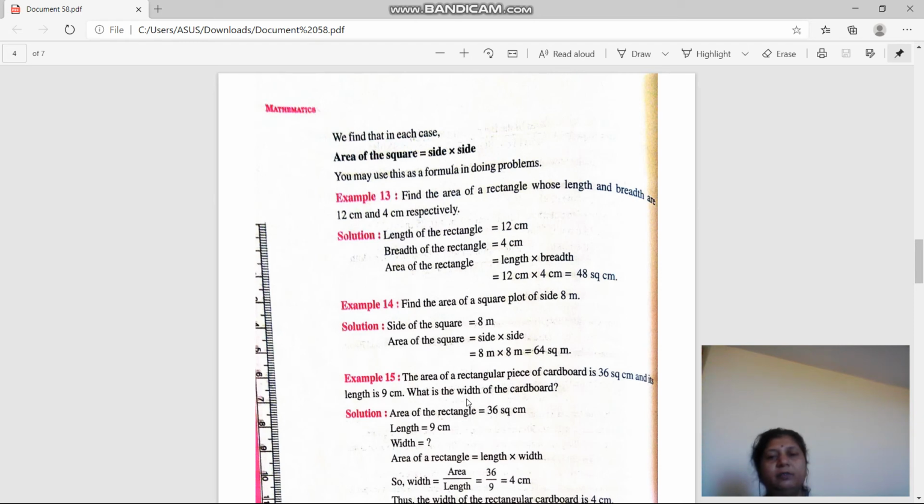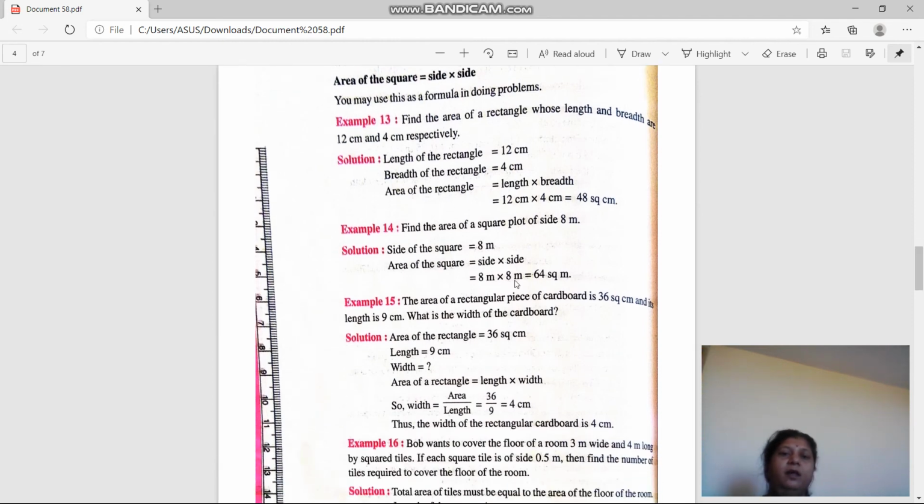Next. The area of a rectangular piece of cardboard is 36 square centimeter and its length is 9 centimeter. So what is the width of the cardboard? So the same formula we have to use. Okay, just a little bit of modification will be there. See, the area of rectangle is 36 square centimeter. The length is 9 centimeter. We have to find out the width. So area of rectangle is equal to length into width, where width means breadth.